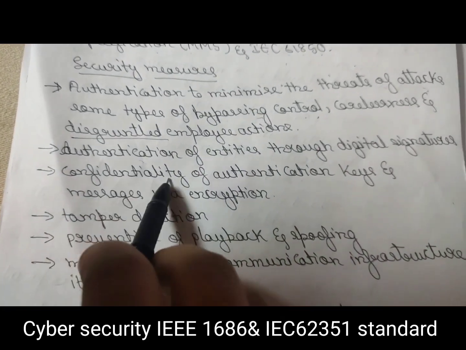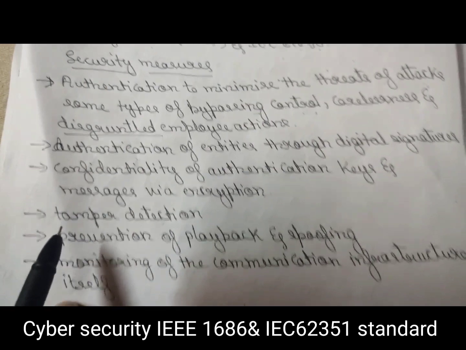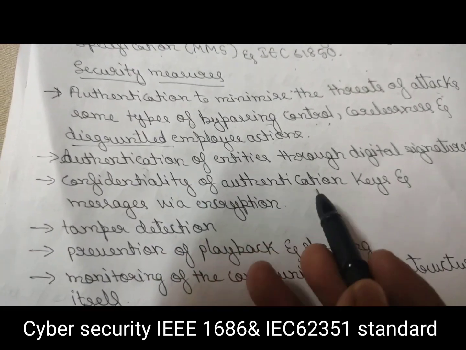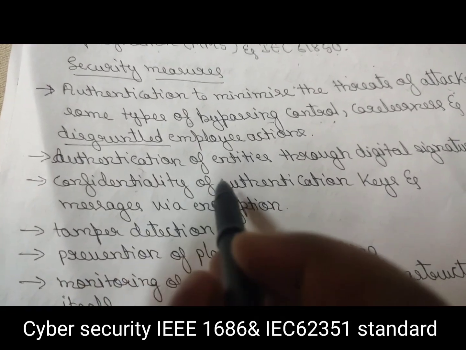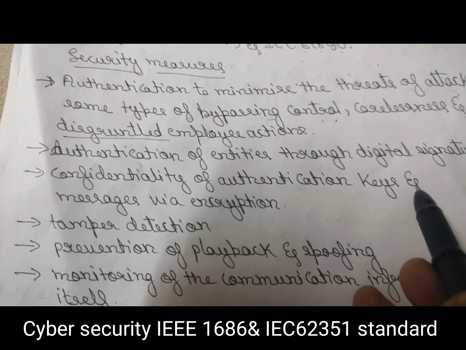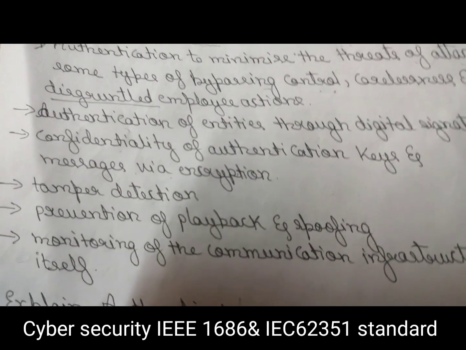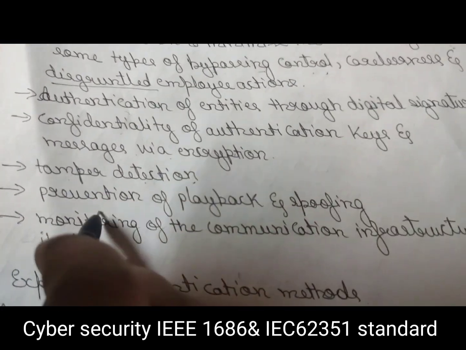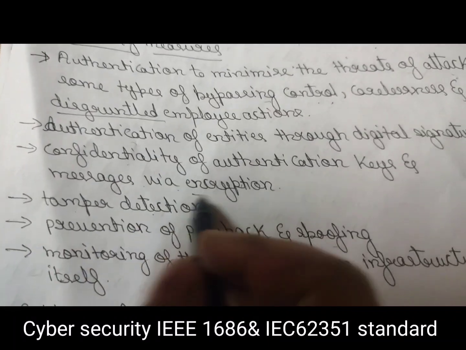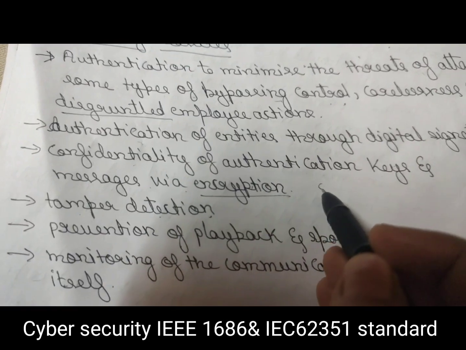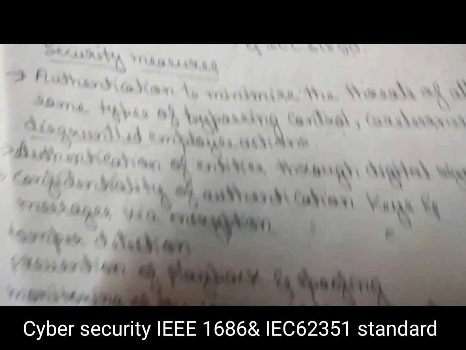Next, confidentiality of authentication keys and messages via encryption. Even the authentication keys, the secret keys, should not be known to others. Tamper detection, prevention of playback and spoofing. Here we come across encryption and decryption: on the sender side we call it encryption and on the receiver side decryption. Some authentication key is used.